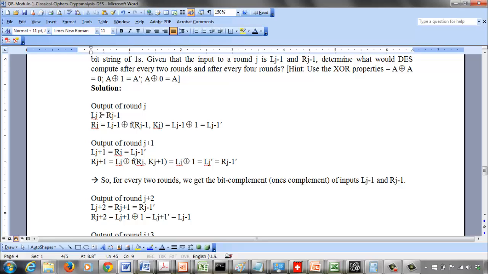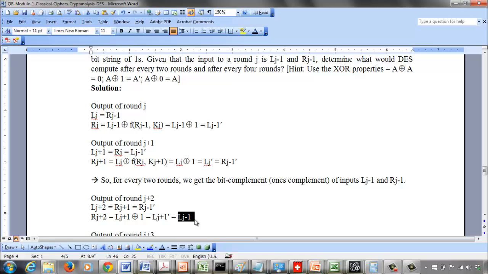Now R_{j+2}, according to this, replace j with j+2. So it's going to be L_{j+1} XORed with f of R_{j+1} and k_j, but whatever it is, it's going to be 1. So L_{j+1} XORed with 1 is L_{j+1} prime. Now we know L_{j+1} is L_{j-1} prime. So L_{j+1} prime is going to be the complement of this, which is L_{j-1}.